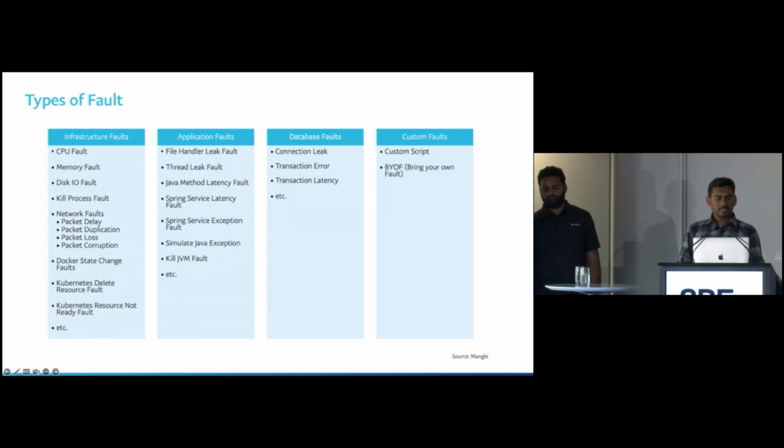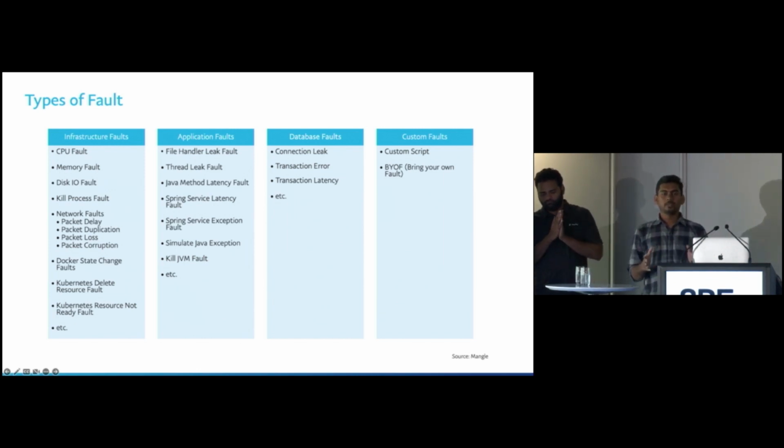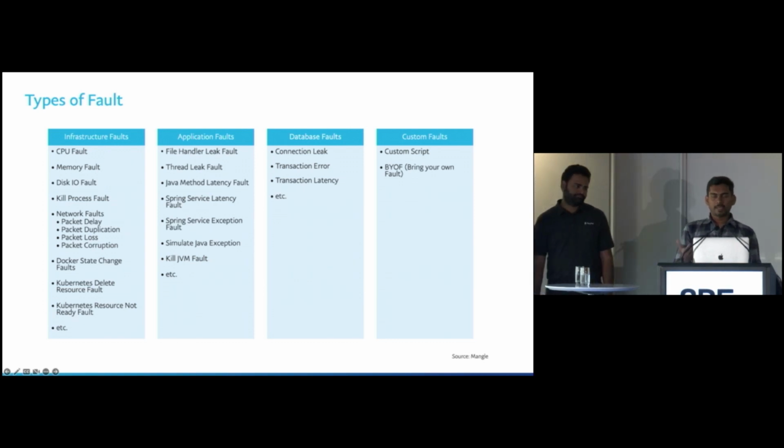Now, let's take an example. With infrastructure faults, you get to play around with the CPU or memory of your host system. Network faults are an interesting scenario, because using these faults you'll be able to generate a very varying amount of simulations, like different scenarios you can simulate, such as packet delay, packet loss, latency, or dependency failures, things like that. You'll be able to simulate all of these using infrastructure faults.